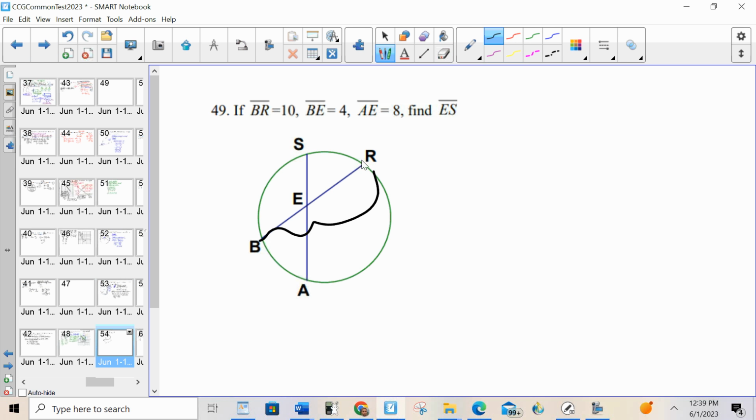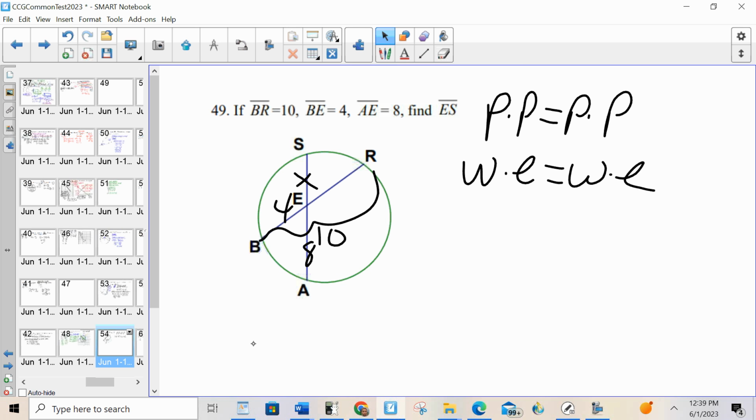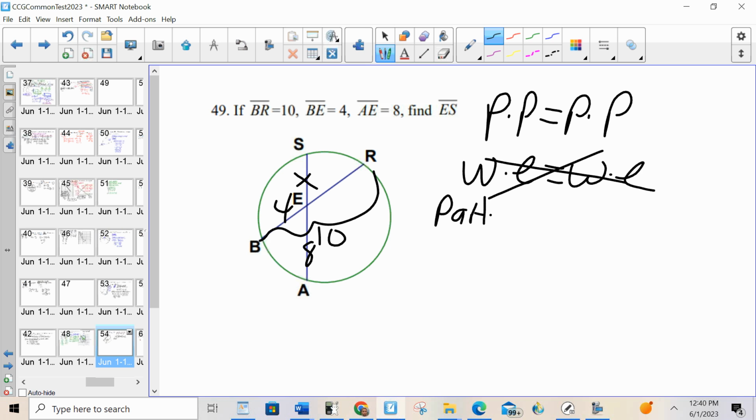BR is 10, BE is 4, AE is 8, ES is X. Arcs and angles, no. Segments, yes. For segments, use PP and WE. Do I have any exterior pieces? No. So it's PP, which is part times part equals part times part.